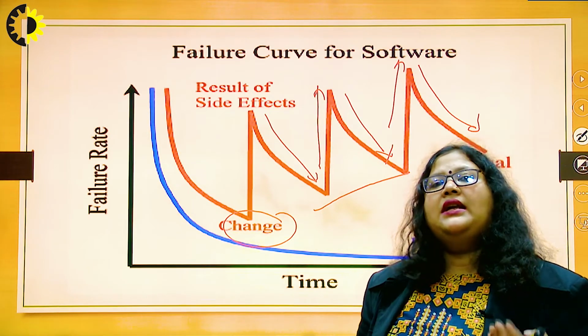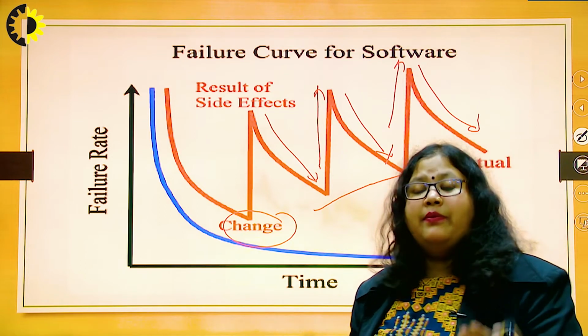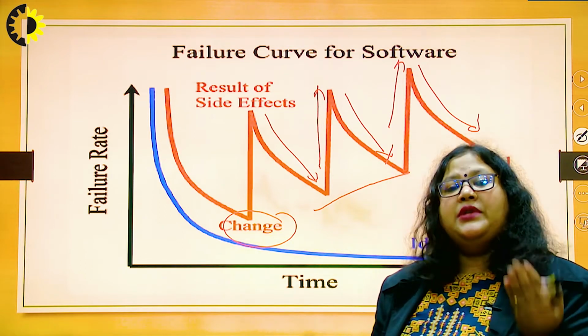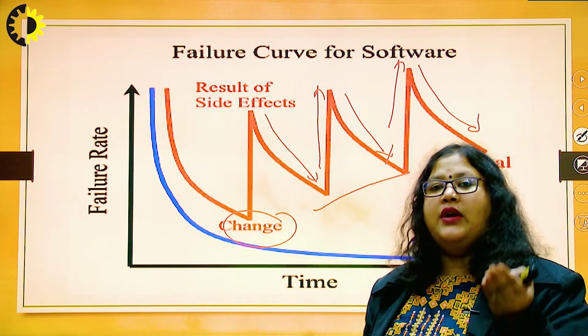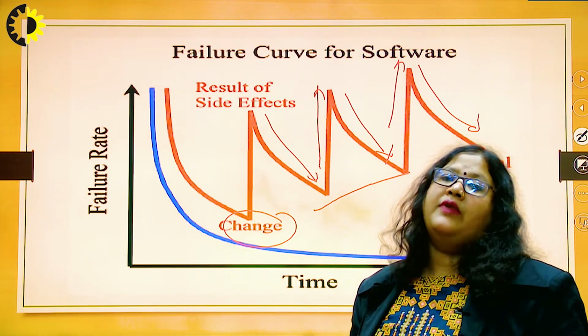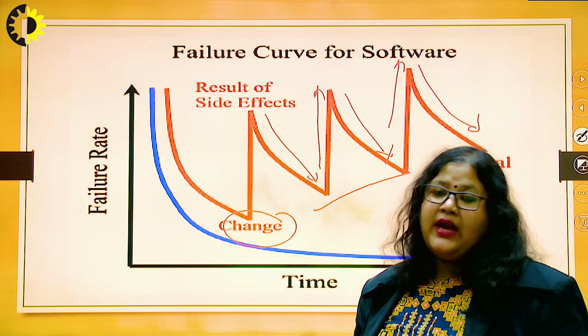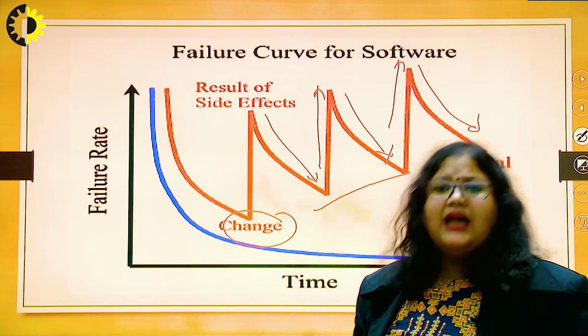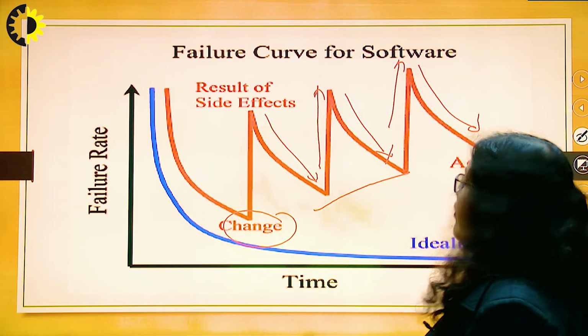So basically, when we have to change the requirements, change the development procedure, change the expectations, after some time we achieve that particular software that we want. So basically, the software does not go to the wear out phase, but the hardware goes to the wear out phase. So this is the basic characteristic of the software.